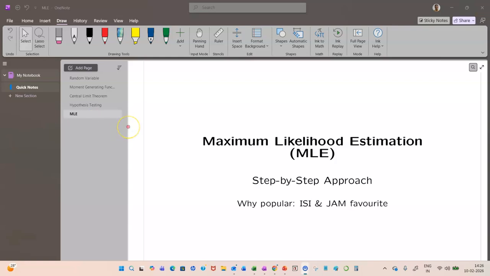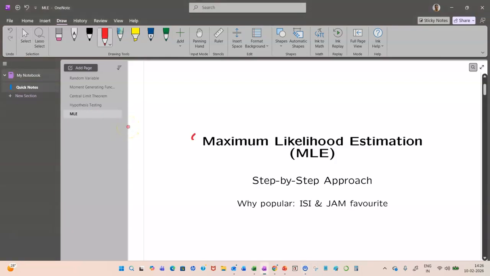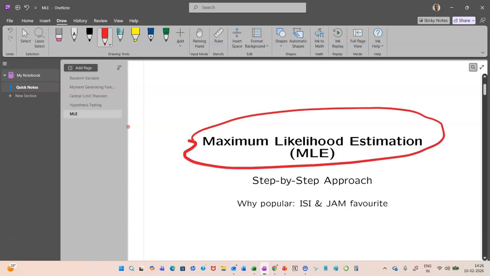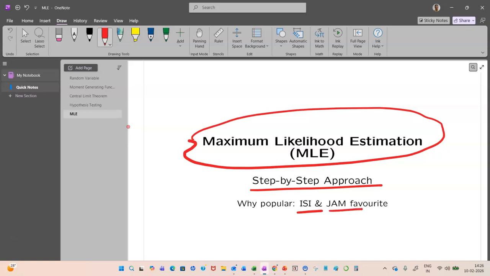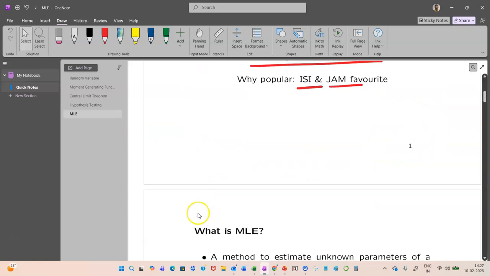Good day, friends. Today we will be talking on maximum likelihood estimation, in short, MLE, advocated by Professor Ronald A. Fisher of England. I shall take a step-by-step approach. It's very popular in ISI and JAM exams. So let us talk on maximum likelihood estimation.